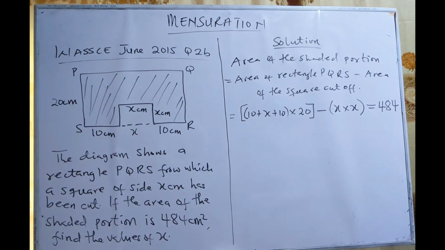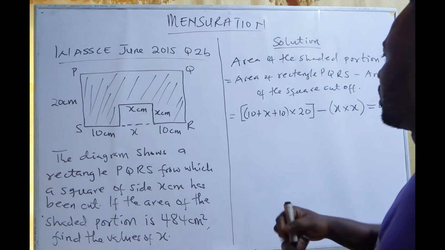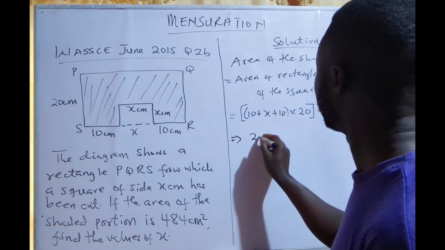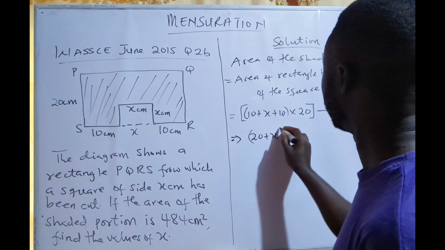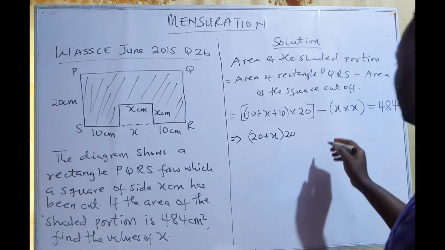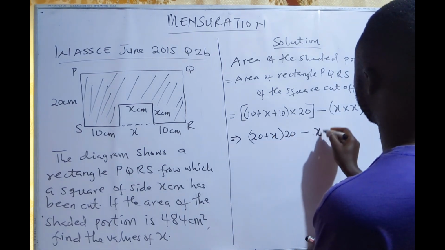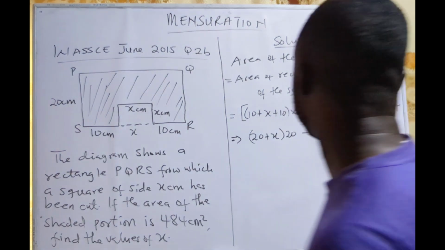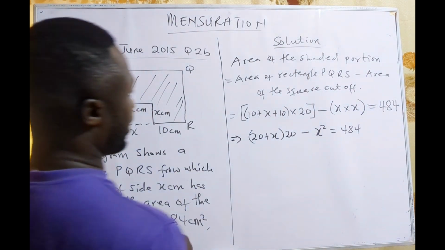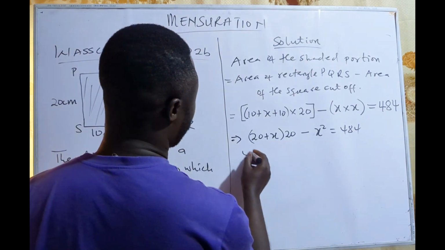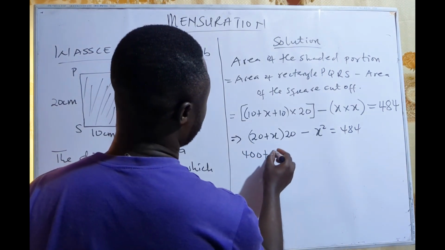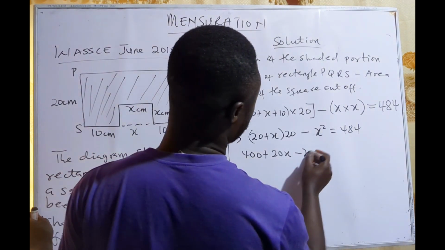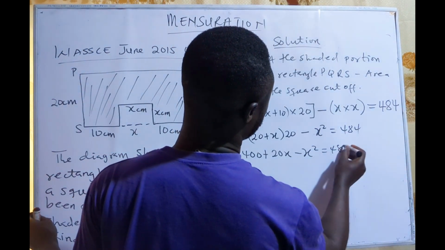So let's continue. It implies that 10 plus 10 will give me 20 plus x, and I have to multiply by 20, minus x times x, which gives x squared, equal to 484. So 20 times 20 will give me 400, plus 20x, and minus x squared will be equal to 484.